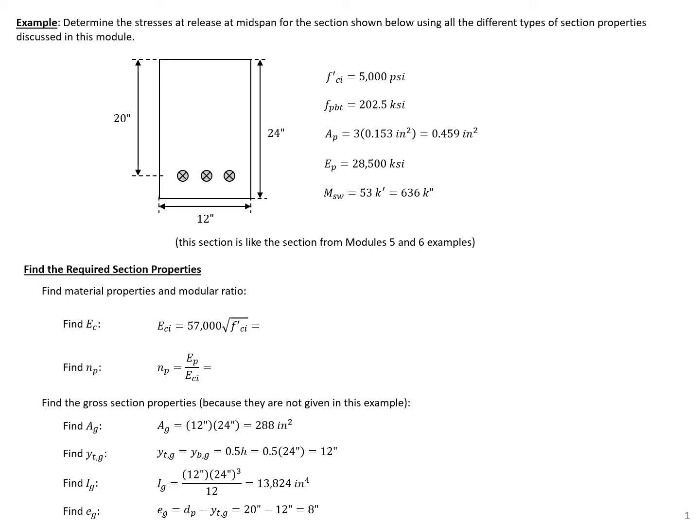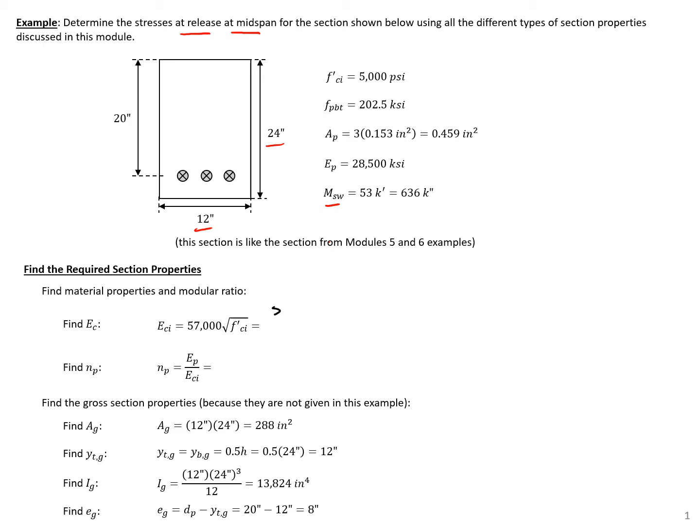In this video, we're going to be determining the stresses at release at midspan using the Force-in-the-Tendon approach for the section shown below. It's a rectangular section. You can see the dimensions 12 by 24. We have our release concrete strength 5 KSI, our area of our pre-stressing, the stiffness of our strands, and the self-weight of the section. The first thing that we'll do is we need to find our material properties.